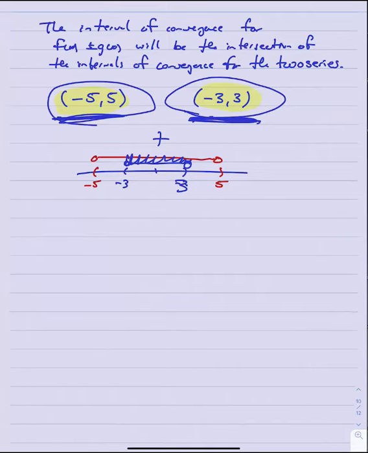And I need to be sure both converge if I'm going to try and add them together and form one sum series. All right, so this rule is pretty simple. If I'm going to add or subtract two power series, I'll just take the intersection of the intervals of convergence for the two series, and on that intersection, I'll be guaranteed convergence for the sum.